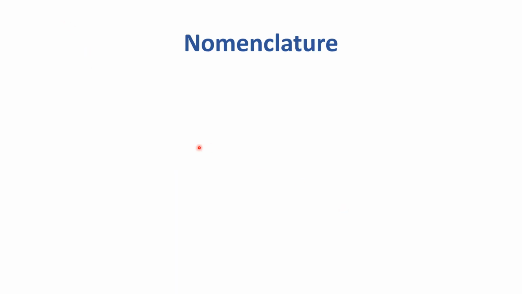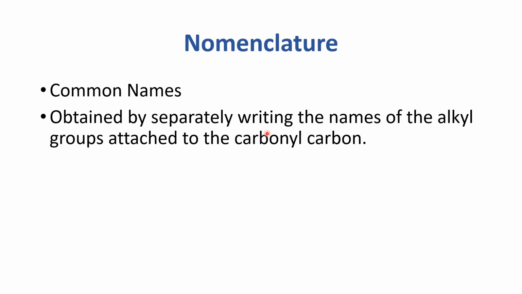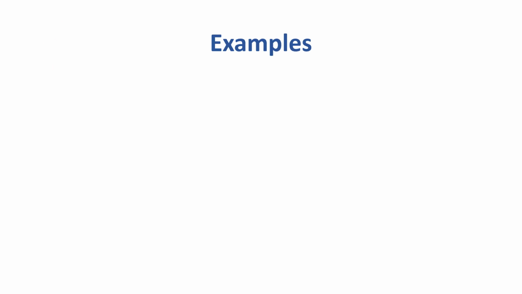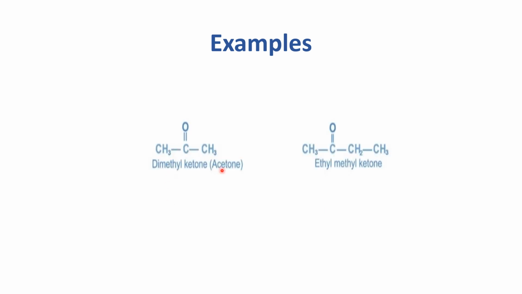So for their common names, they are obtained by separately writing the names of the alkyl groups attached to the carbonyl carbon. The word ketone is added as a separate word. Let's explain this with the help of examples. Here we have some examples, that is dimethyl ketone.